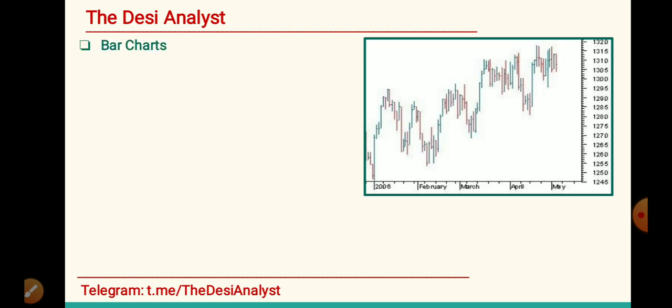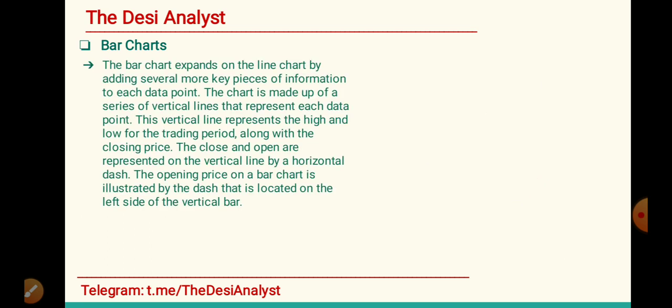Bar charts. The bar chart expands on the line chart by adding several more key pieces of information to each data point. The chart is made up of a series of vertical lines that represent each data point. This vertical line represents the high and low for the trading period along with the closing price. The close and open are represented on the vertical line by a horizontal dash. The opening price on a bar chart is illustrated by the dash that is located on the left side of the vertical bar.